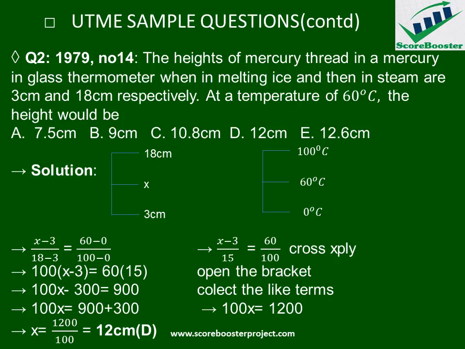Then we open the bracket to get 100x minus 100 times 3, which will give us 300, equals 60 times 15, which is 900. Then we collect the like terms by transferring minus 300 to the other side, and that will give us 100x equals 900 plus 300. So 100x is equal to 1200. We can make x the subject by dividing both sides by 100 to get x equals 1200 divided by 100, and that will give us 12 centimeter, making option D the correct answer for this question.